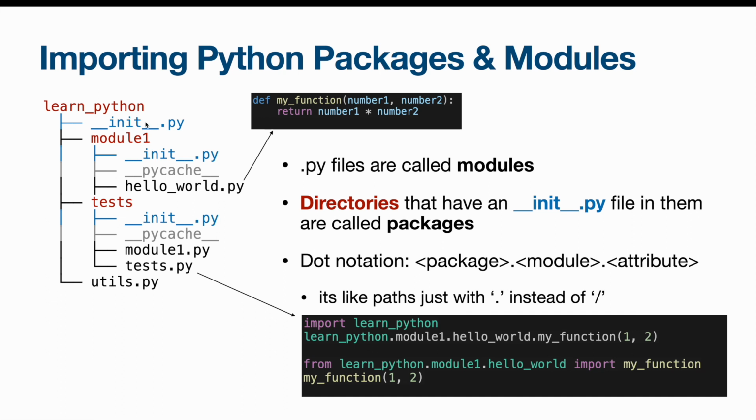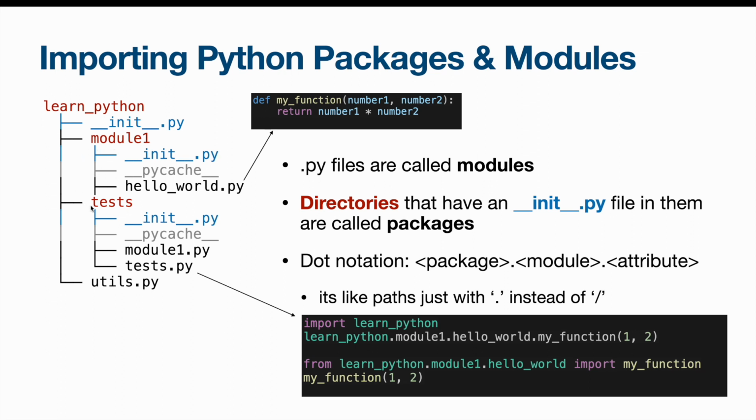If you look at our Learn Python repository, it's not going to look exactly like this. I've removed some things and it's a little old, but let's just walk down this. So .py files are referred to as modules. Directories that have this special file called __init__.py are called packages. So if we look here, we have a package, which is this directory learn Python, because it's got this init Python file. We have another package that is confusingly called module1 that has this __init__ file.